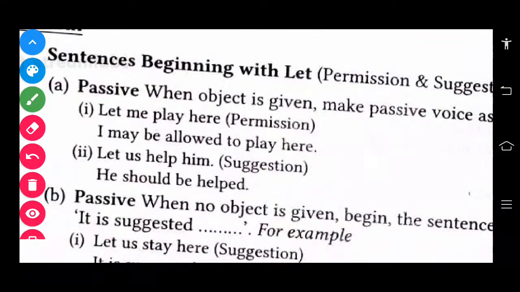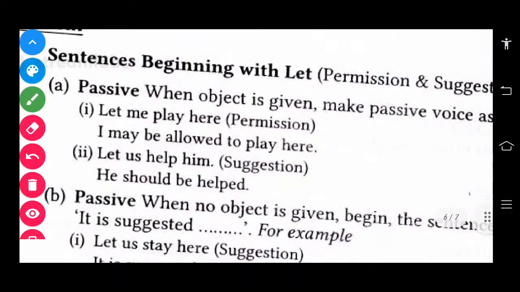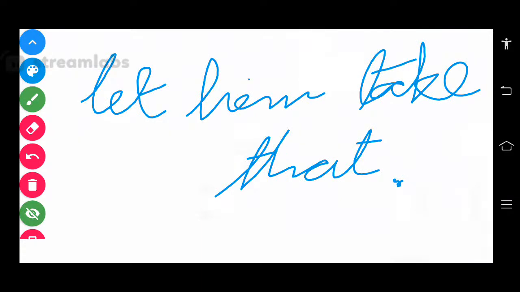Let him take that. So we have to say that may be allowed to take, or that should be allowed to take. We have to answer this question like this. Did you understand this? Clear?